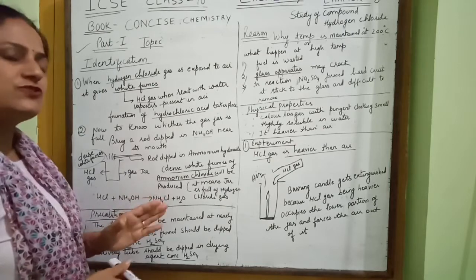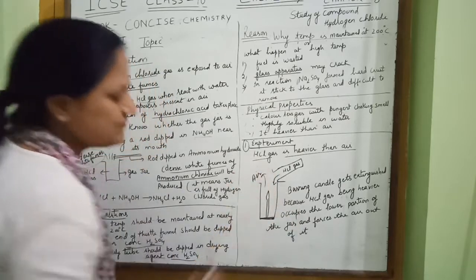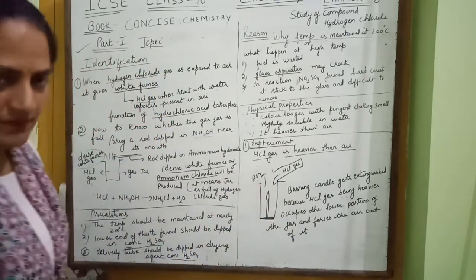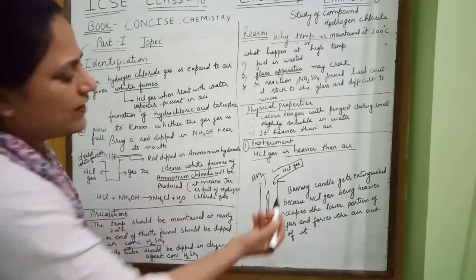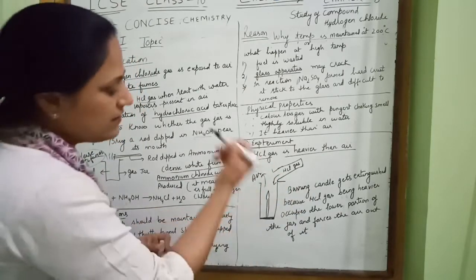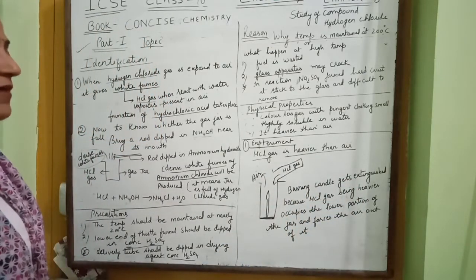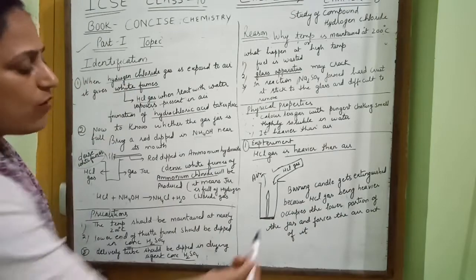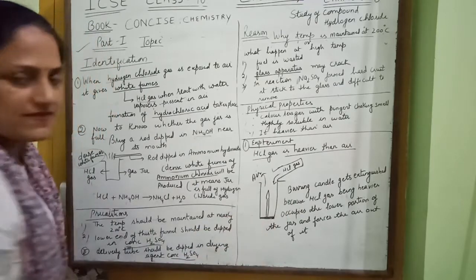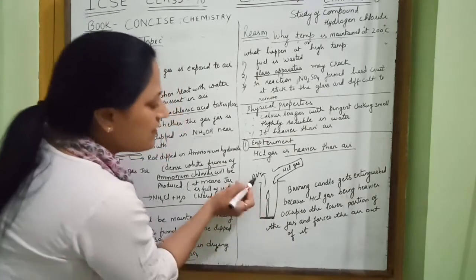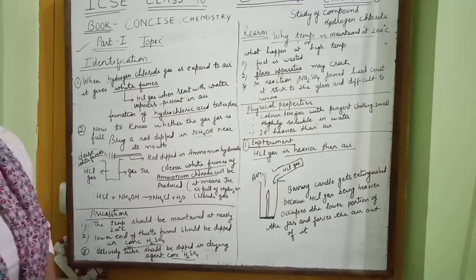Now, to show that hydrogen chloride gas is heavier than air, see, I am taking this burning candle placed in an empty jar, and when a jar full of hydrogen chloride gas is brought near this burning candle, what will happen? The burning candle gets extinguished. Why? Because HCl gas, being heavier, occupies the lower portion of the jar and forces the air to come out. This experiment shows that hydrogen chloride gas is heavier than air.